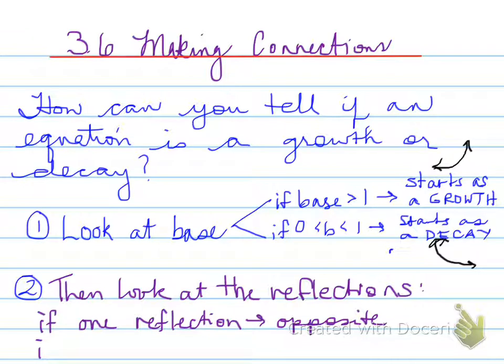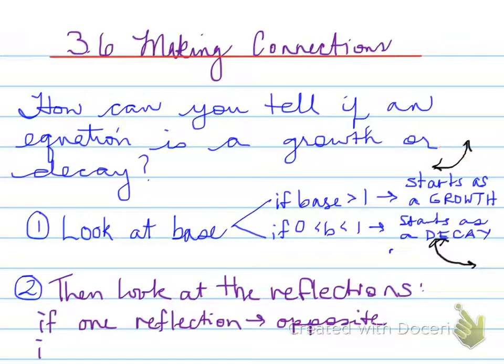if it started off as a growth, and it was a horizontal reflection, the graph may look something like the following. And if that is the case, then that turns into a decay. If the original growth had a vertical reflection, the graph would turn into something like this. And that turns into a decay as well.